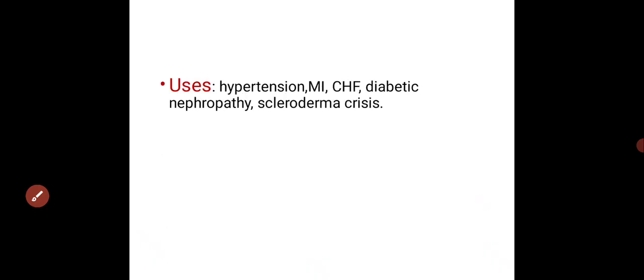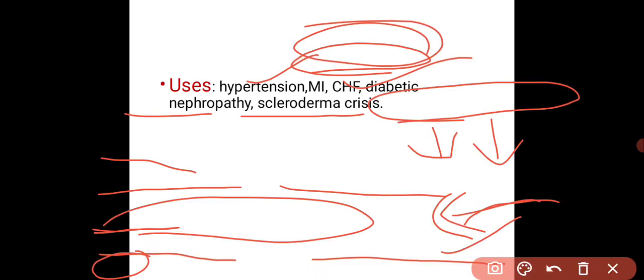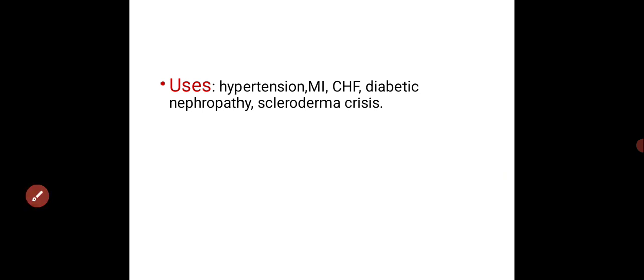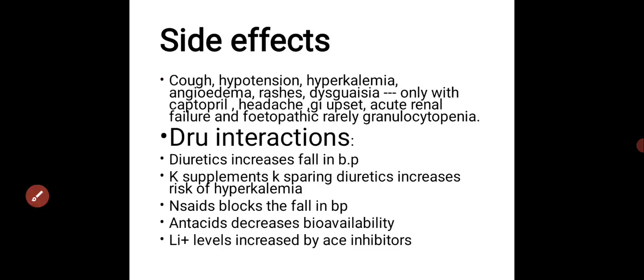Okay, so then coming to the uses, these are used for hypertension, myocardial infarction, congestive heart failure, and nephropathy, either diabetic nephropathy or non-diabetic nephropathy. So in both cases of renal failure we can use these drugs, along with scleroderma crisis. Not only for the ACE inhibitors, but for the direct renin inhibitors and the ARBs, these are the same indications, the same side effects, and the same uses, but they differ in some points only.